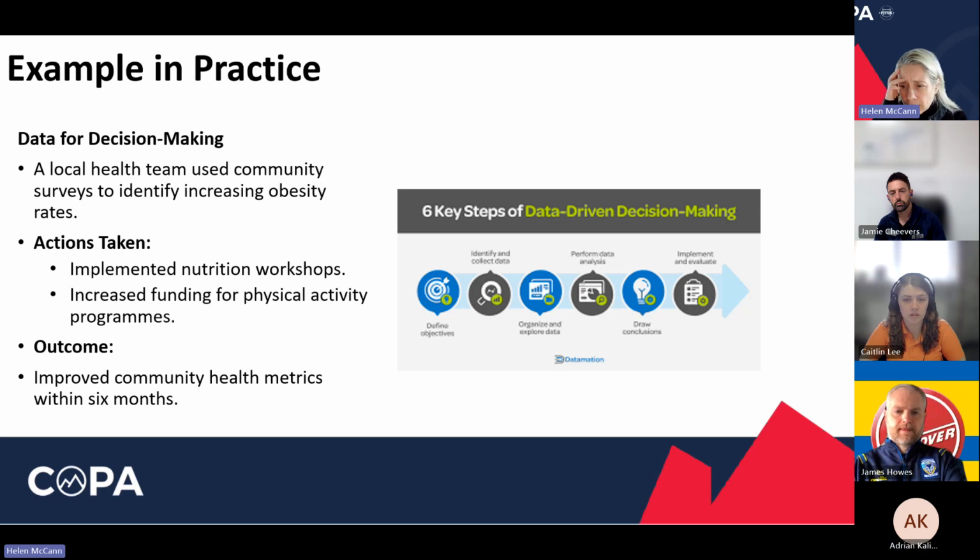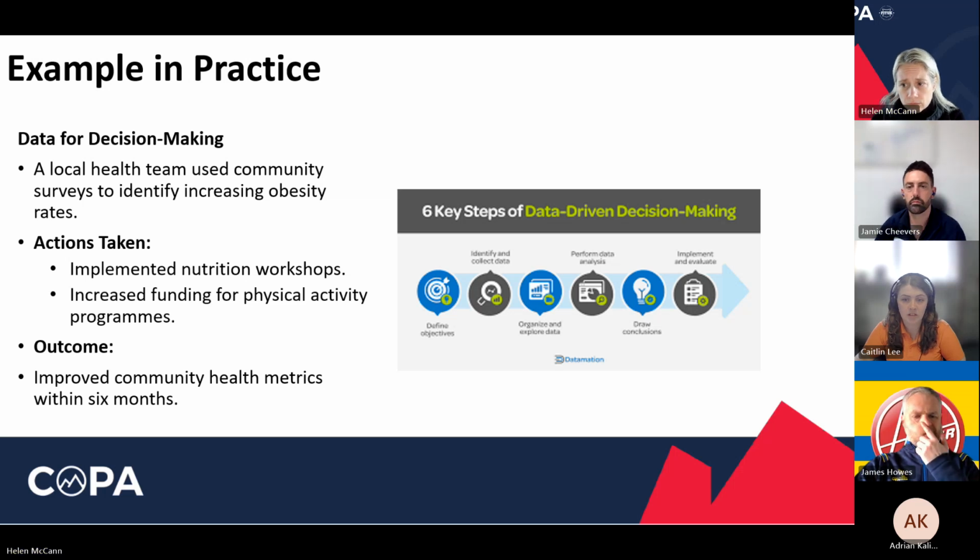Have you seen anything similar? Anyone? Have you ever looked at data as a whole and then tried to put something in place?